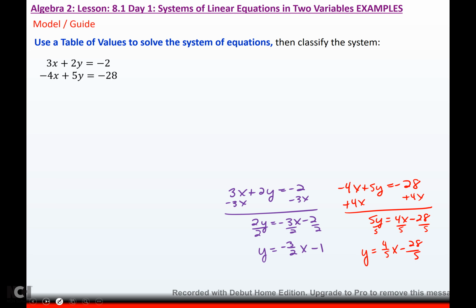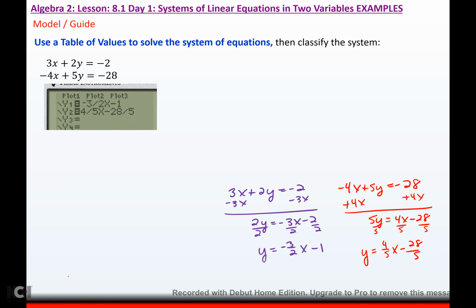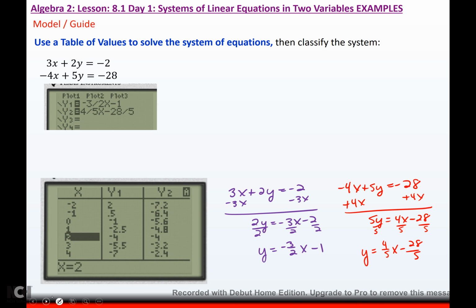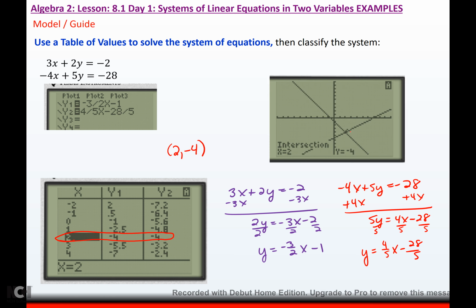So if I go to my calculator and I type those in, and I go to table and I started at negative 2, and I found matching y coordinates right there. So my solution is going to be 2, negative 4. And I could check the graph, and sure enough, there she blows. Okay?